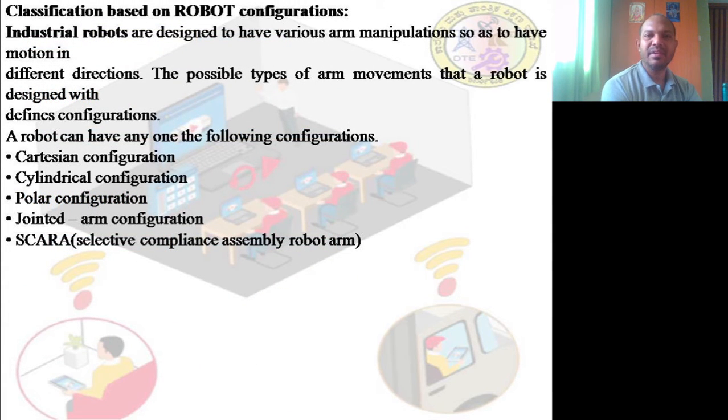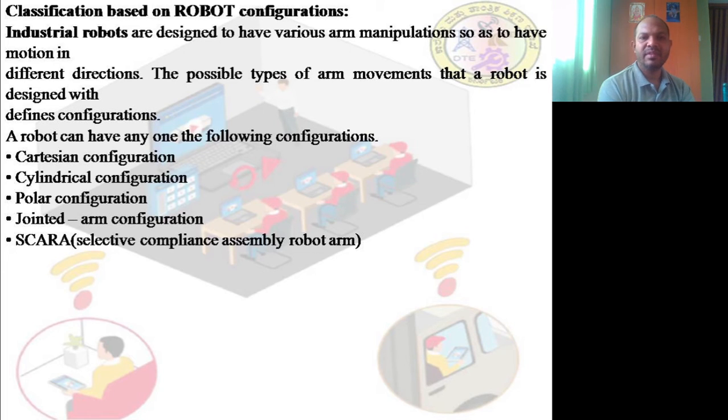Classification based on robot configurations. Industrial robots are designed to have various arm manipulations so as to have motion in different directions. The possible types of arm movements that a robot is designed with define its configuration. A robot can have any one of the following configurations. One is the Cartesian coordinate configuration, second is the cylindrical configuration, third is the polar configuration, and the fourth is the jointed arm configuration.